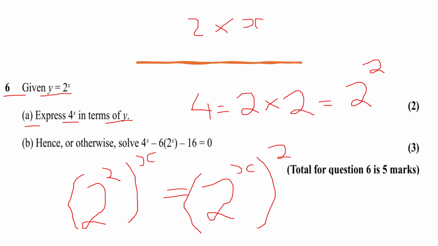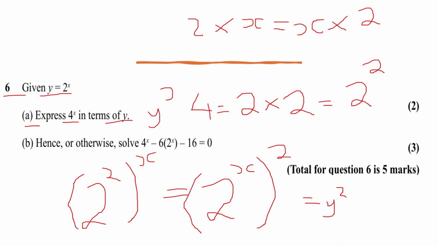That's why I can do that, because multiplication here is what we call commutative, so I can swap them around. So in terms of y, if y equals 2 to the x, then 2 to the x all squared will equal y squared. So 4 to the x is equal to y squared.